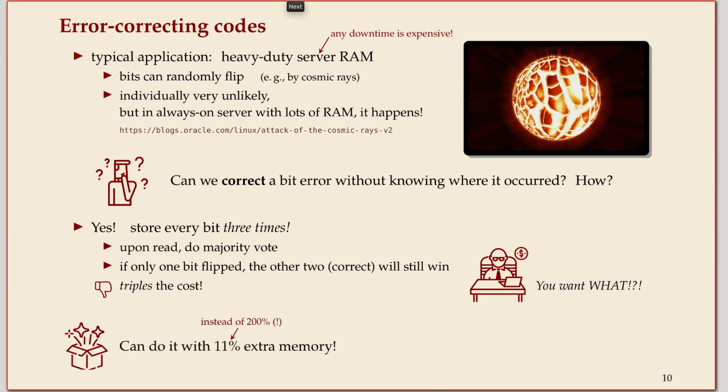And the amazing result that will be the end of this unit is you can do it with roughly 10%, 11% redundancy instead of this 200%. And you still get the same type of guarantee. If there's a single bit error in one of the words of memory, you will be able to recover from it and correct it. I hope that this improvement is significant to keep you interested. And also the solution is fairly neat and elegant.